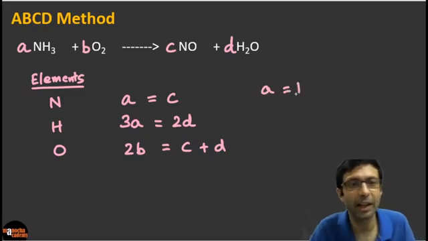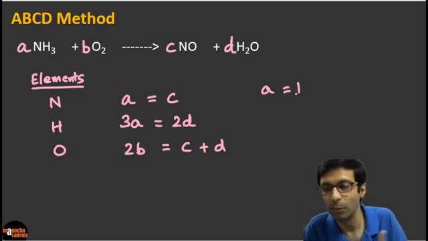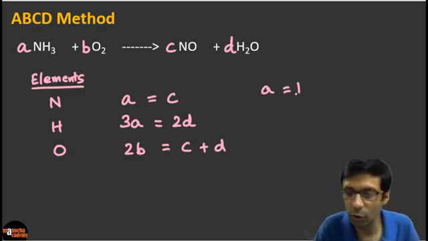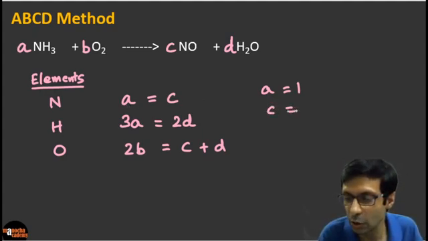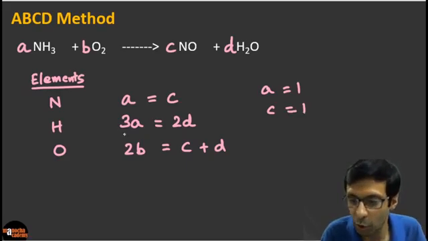So you can take any coefficient as 1, but it's important to take the one that is occurring the most times as 1, because that's going to be easy. So we have A equal to 1. Now if you look at that first equation, since A and C are same, C is also going to be 1, right?